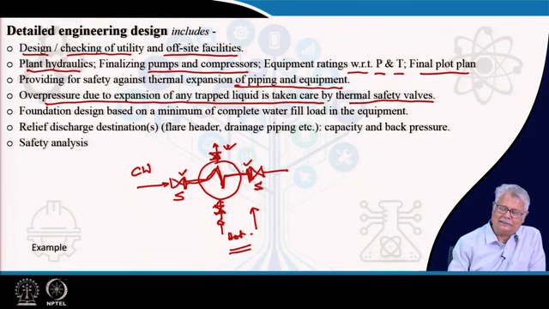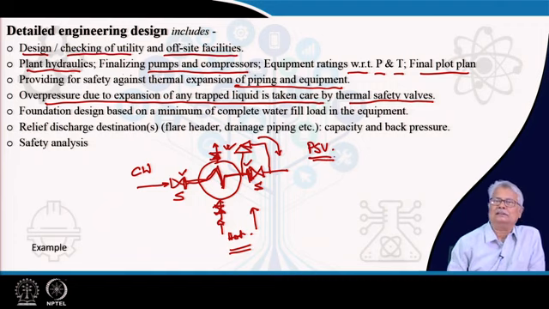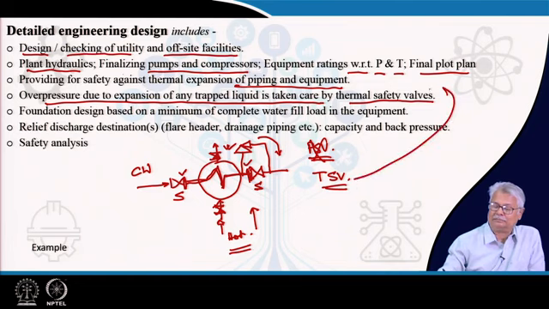So, what is done is, you provide here a pressure safety valve across one of these valves, so that the overpressure here gets released downstream. Now, this is a pressure safety valve, no doubt, but it protects against the overpressure under thermal expansion. So, this is called a thermal safety valve or a TSV. So, this is what is meant by this.